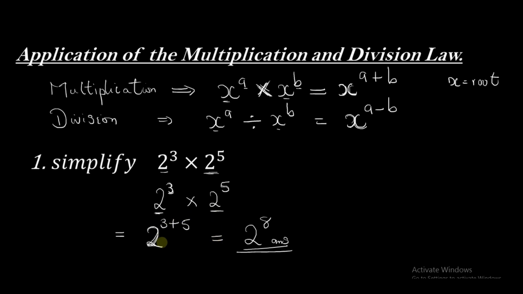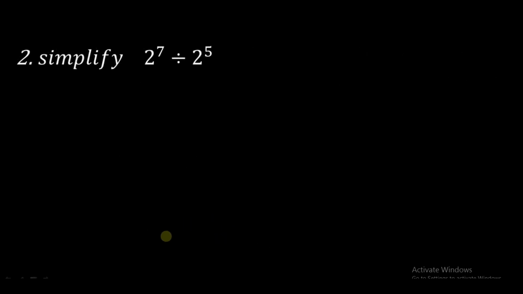Okay, let's look at example 2. Our example 2 is simplify 2 raised to the power of 7 divided by 2 raised to the power of 5. So you ask yourself, which law are you to apply in this question? The law you are to apply is the division law of indices. And what does the division law state? It states that s raised to the power of a divided by s raised to the power of b is equal to s raised to the power of a minus b.